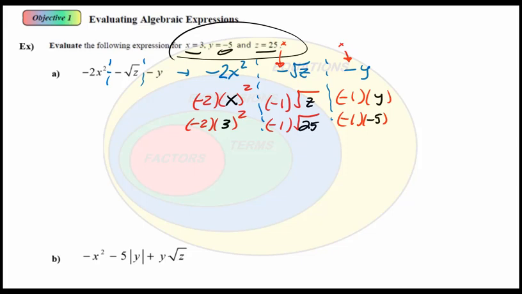One of the things we want to think about, the key to this, is that all variables represent factors.